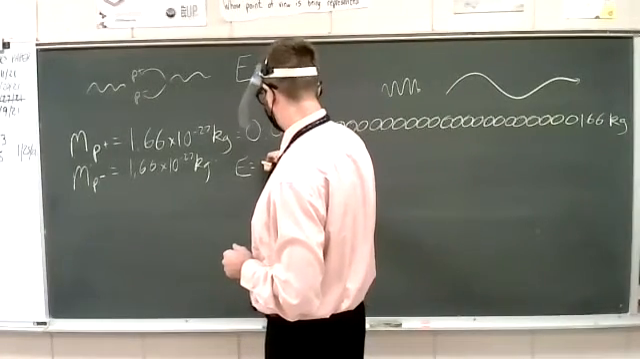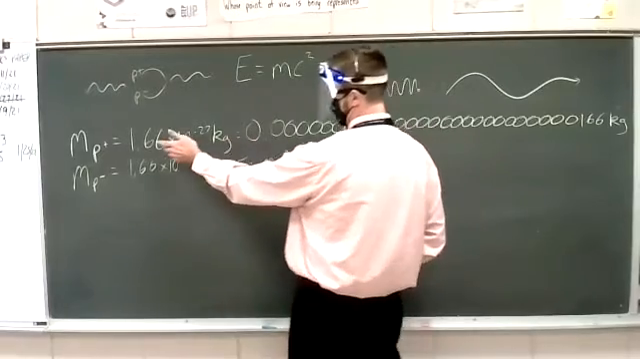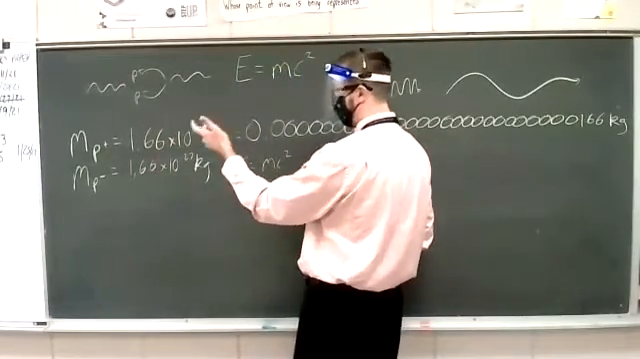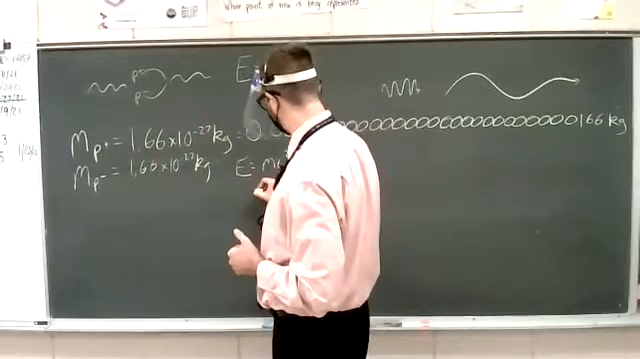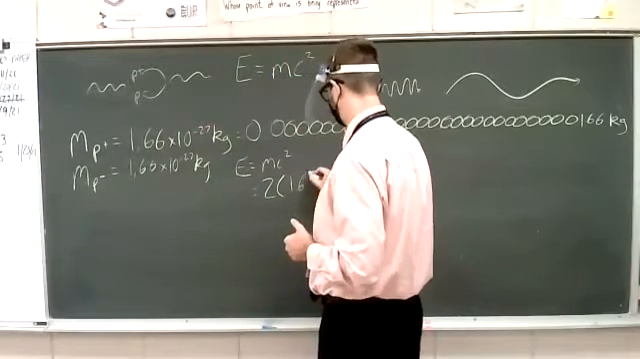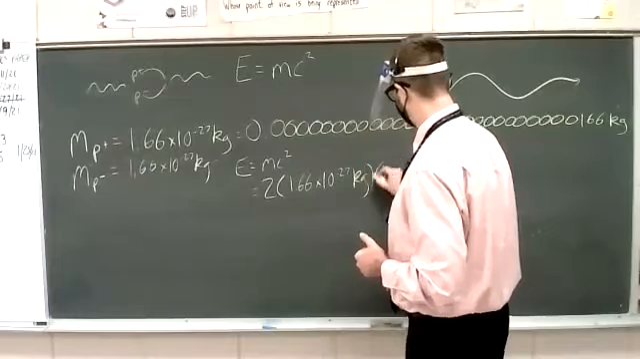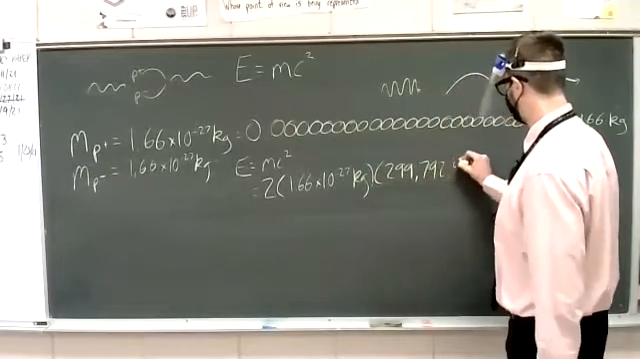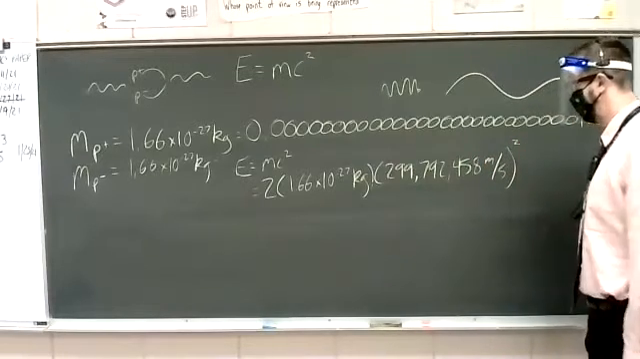E equals mc squared, and we're going to have twice this mass, since both have to be created, so we're going to double. If we're interested in a particle, it's really two of them, because it's the particle and the antiparticle. So we're going to calculate the energy as twice this mass times the speed of light, which is 299,792,458 meters per second, and don't forget to square that.